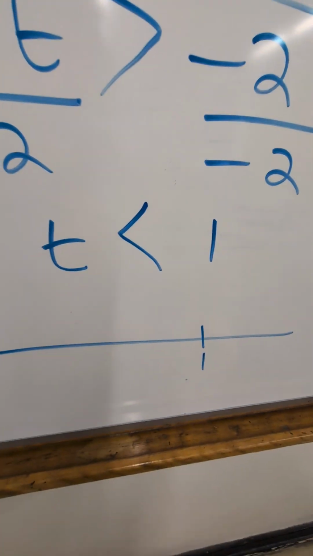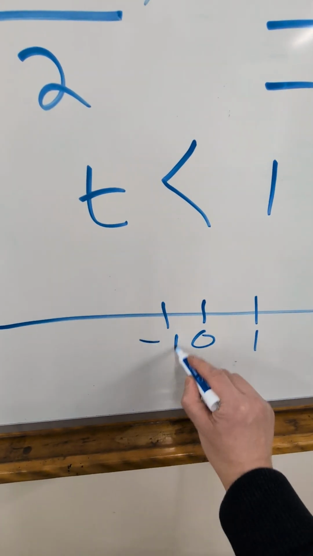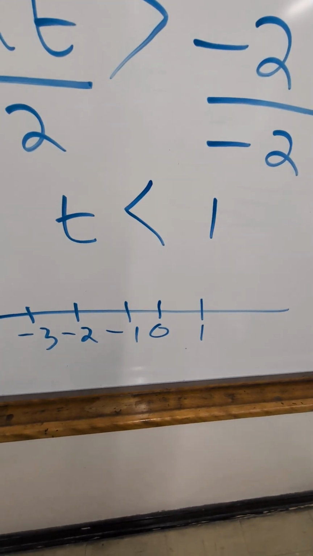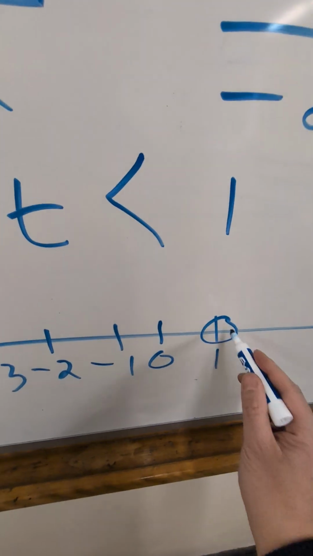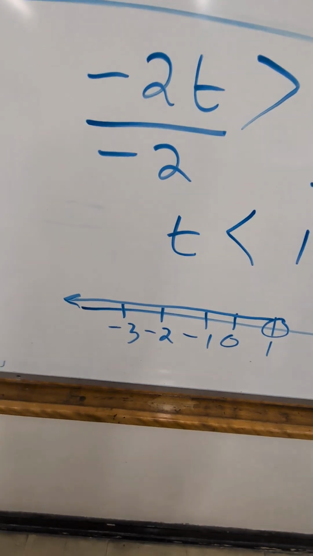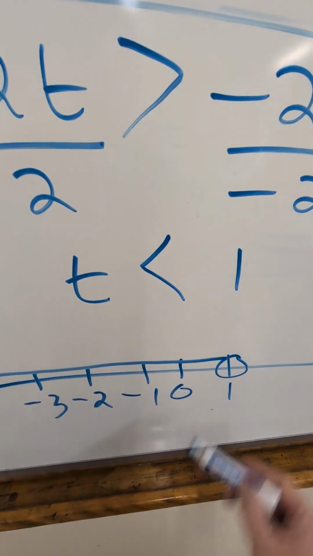number line. Here's 1. What are values less than 1? Well, there's 0, negative 1, negative 2, and so on. My graph will start at 1. I don't include 1, so I use an open circle, and I draw an arrow in this direction. That represents all the values less than 1, but not including 1.